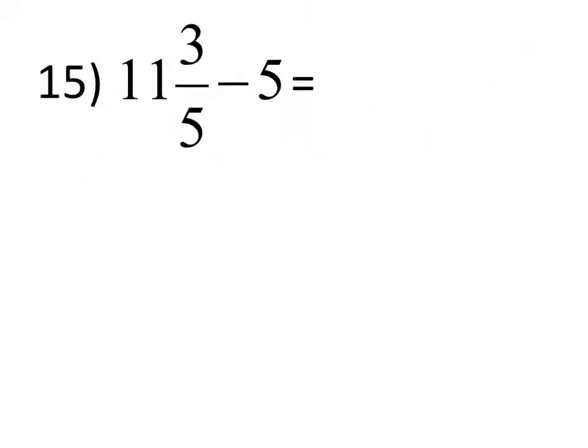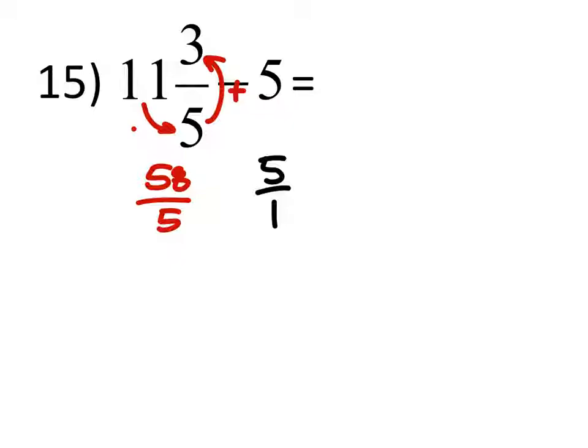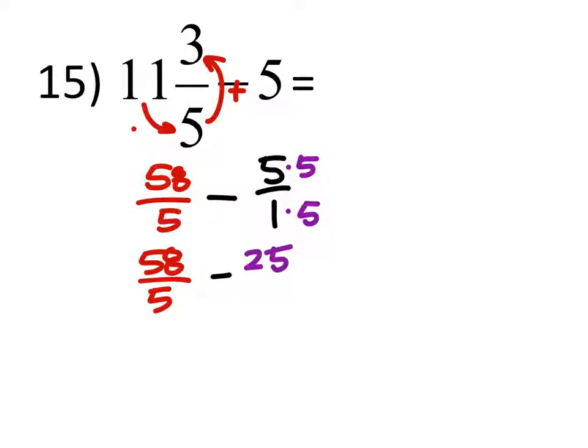All right, 15. Let's change these into improper fractions. The 5, by the way, will just be 5 over 1. All right, but the 11 and 3/5 will change. 11 times 5 is 55, plus 3, 58 fifths. And this one's subtraction. So I want common denominators. We'll just use 5. So I'm going to change this one by multiplying these by 5. So I got 58 fifths minus 25 fifths.